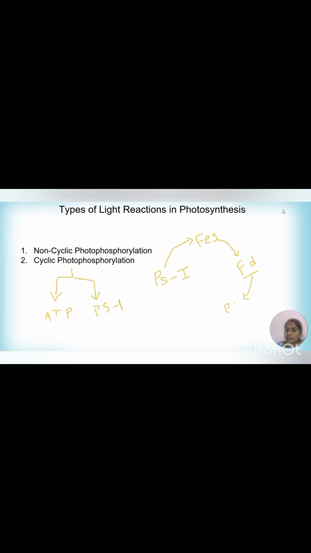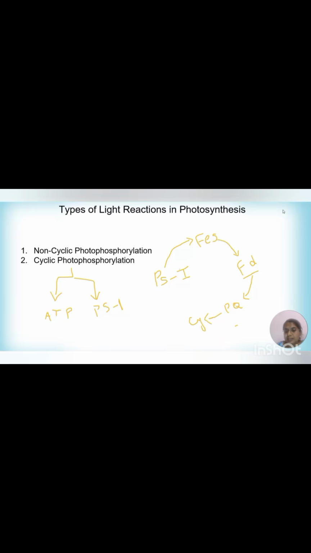represents PQ. So plastoquinone acts as a proton pump. It transfers protons and also transfers electrons. First, it takes the electrons from ferredoxin, and then transfers the electrons to the cytochrome complex.